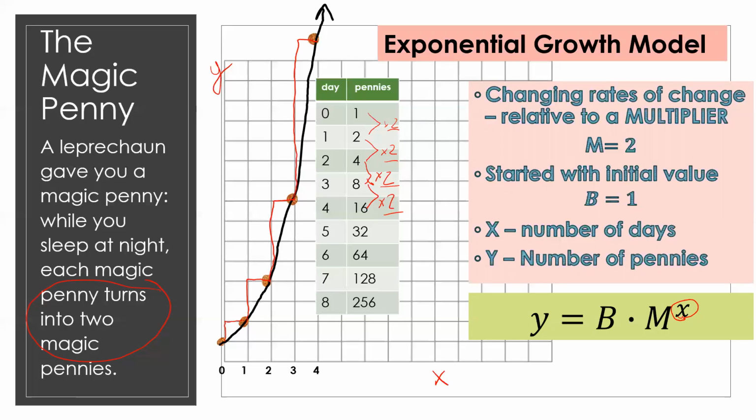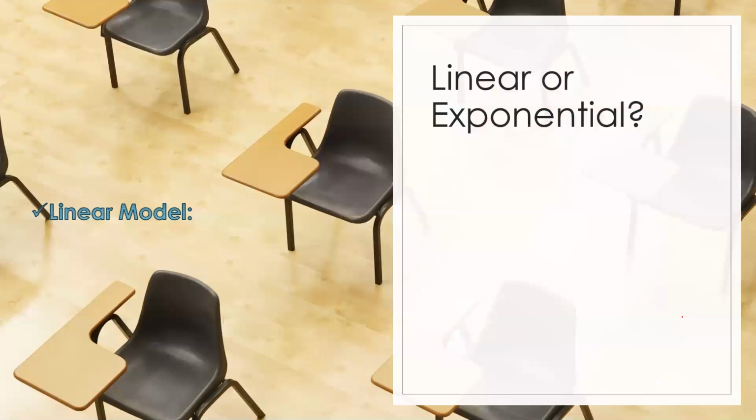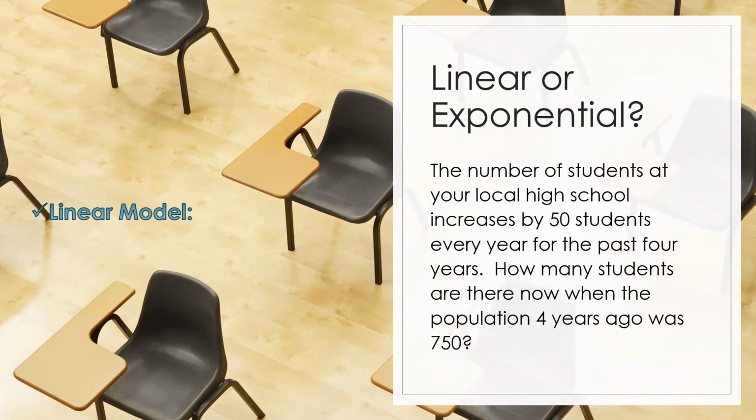Let's see if we can distinguish between the two. Linear or exponential? Oopsie, peekaboo, you saw that word. You didn't, pretend like you didn't. Okay, so the number of students at your local high school increases at 50 students per year. For the past 4 years, how many students are there now when the population 4 years ago was 750?